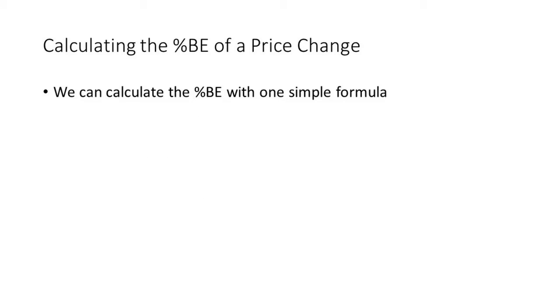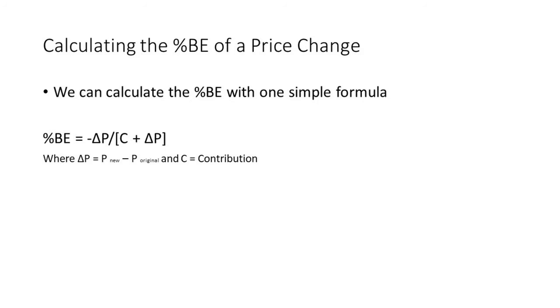Now, it turns out that we can calculate the percentage break-even point with one pretty simple formula. And here it is. The percentage break-even point of a price change is equal to the difference in the original price and the new price divided by the contribution and the difference in those prices. So let's take this formula and use it with our example problem.